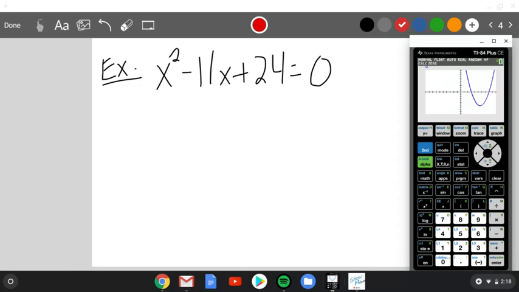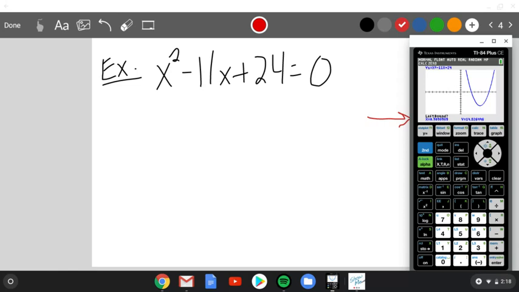Okay, it's asking for the left bound. So we want to put the cursor to the left of one of those places where it's crossing the x-axis. I'm going to do the left side first. I don't see my cursor, but if you look, it tells you where your cursor is. It's at 0.24, which is way up high on the y-axis.